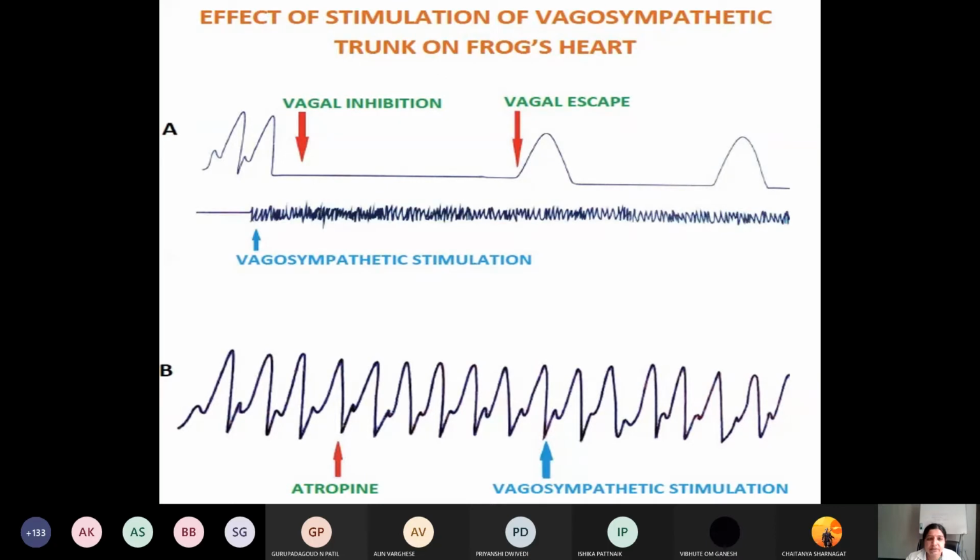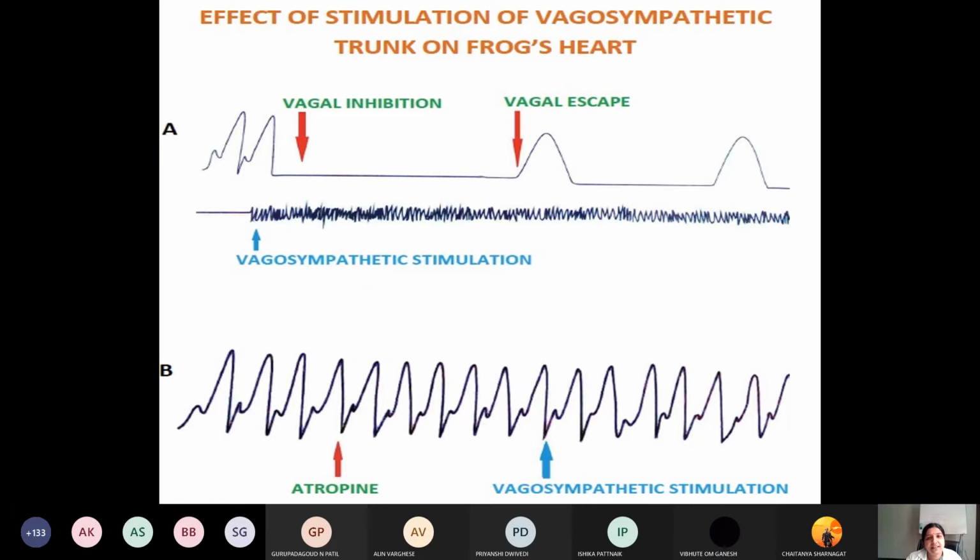Here the heart has stopped, right? After a few seconds, when you start stimulating the vagosympathetic trunk, the heart stops, right? The flat line indicates the heart has stopped beating completely. But even though you continue to stimulate the vagosympathetic trunk or ganglion, the heart resumes the beat. This is the part from where the heart starts beating. Even though you continue to stimulate the vagosympathetic trunk, this is called vagal escape.